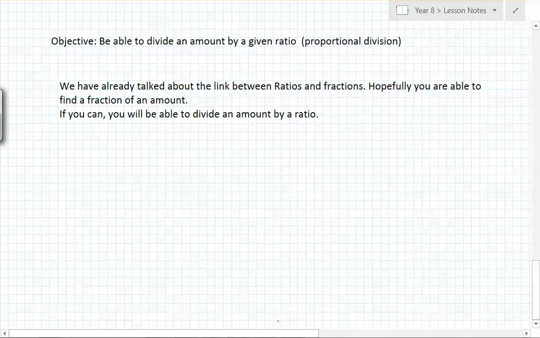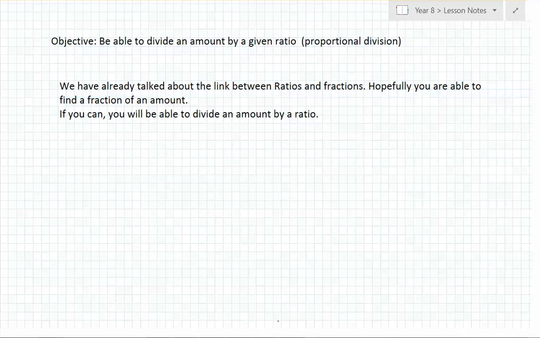Okay, so what we want to be able to do is divide an amount by a given ratio. It's not going to be hard. We've discussed the link between ratios and fractions, and you've converted from a ratio to a couple of fractions. It's not a problem. Hopefully you are able to find a fraction of an amount. Is there anyone that thinks they cannot find a fraction of an amount?